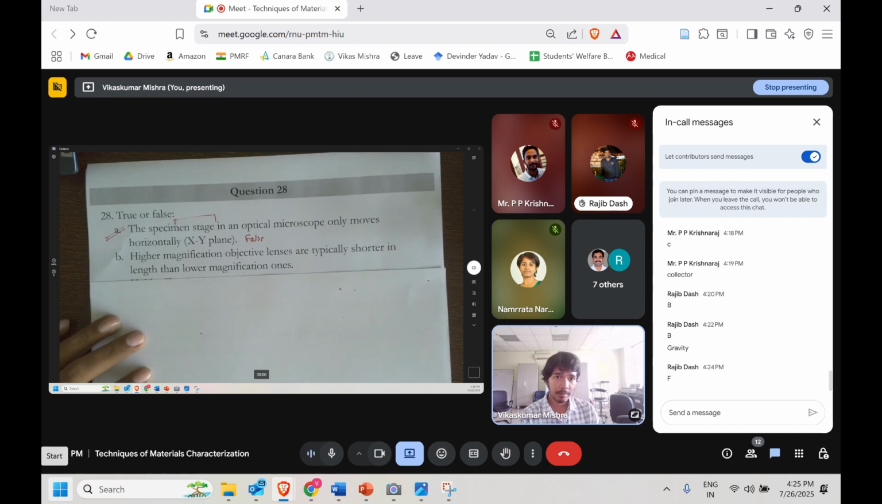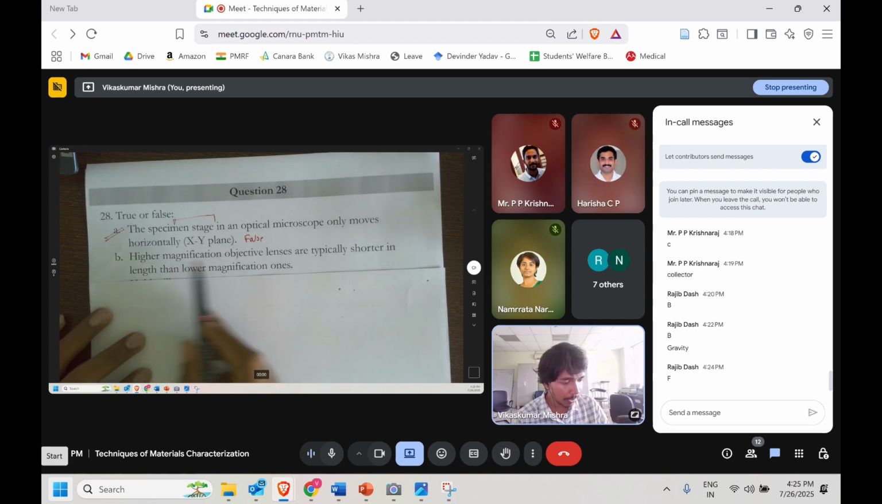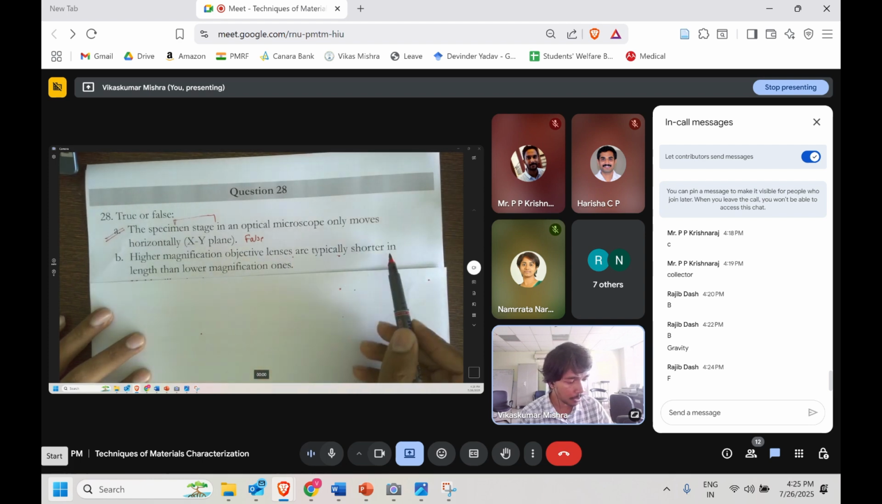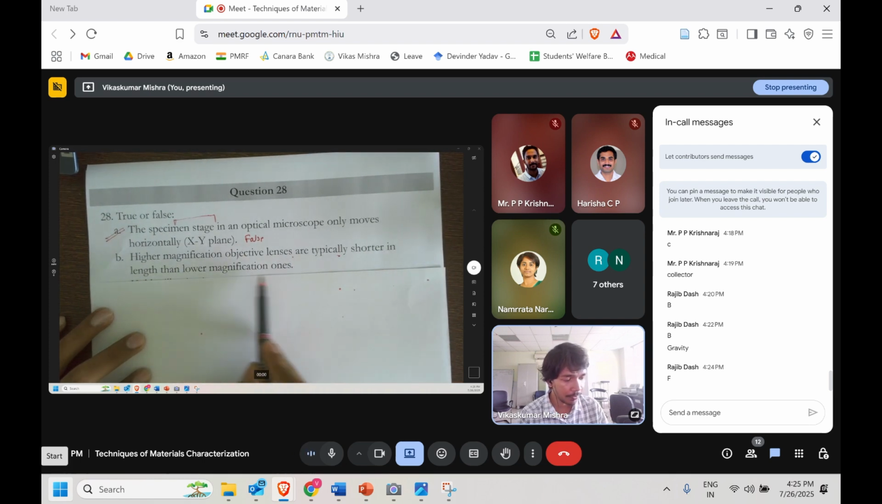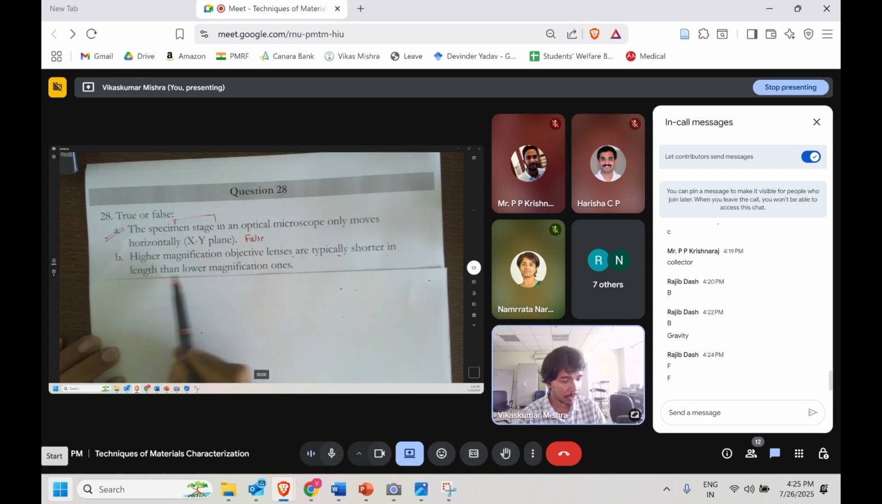Second one, the higher magnification. Rajiv, you still have a doubt? I see your hand raised. Oh, pardon me. Higher magnification objective lenses are typically shorter in length than the lower magnification ones. Higher magnification objective lenses are typically shorter in length than the lower magnification ones. Rajiv is saying it's false.